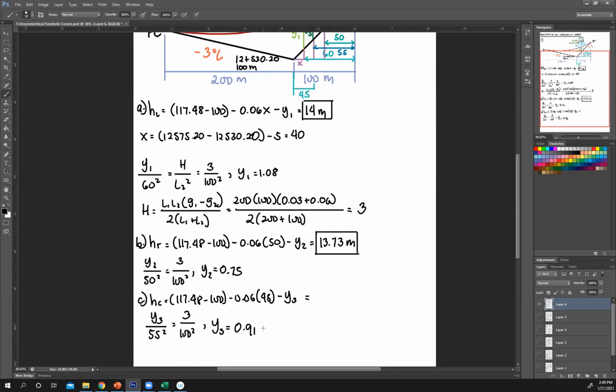applying 0.91 here, what's the final answer? 13.87. Correct.